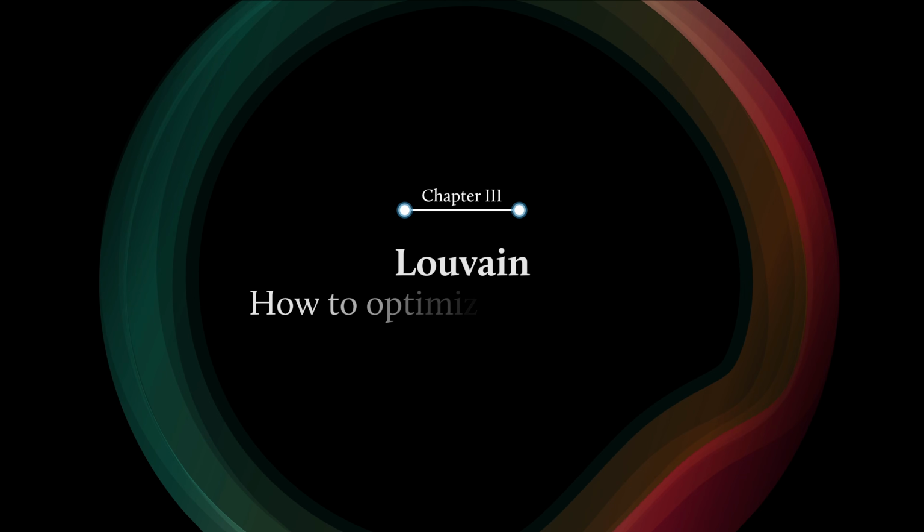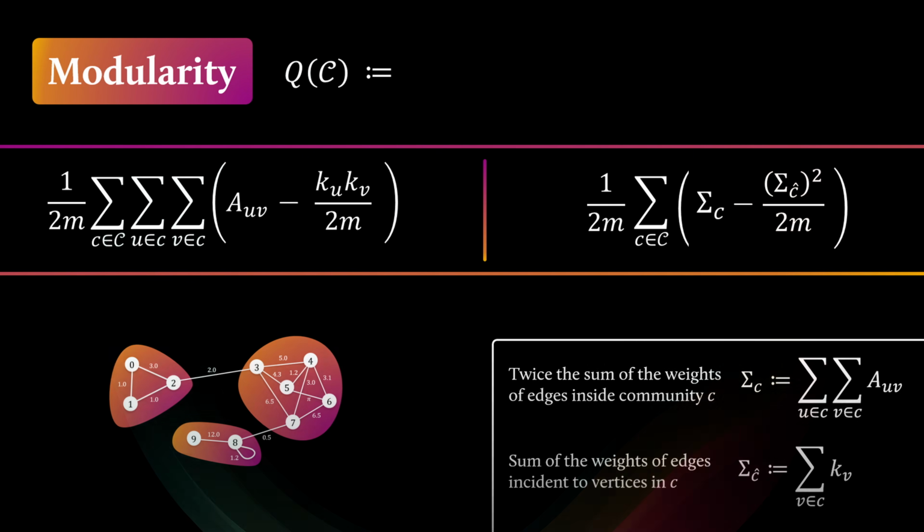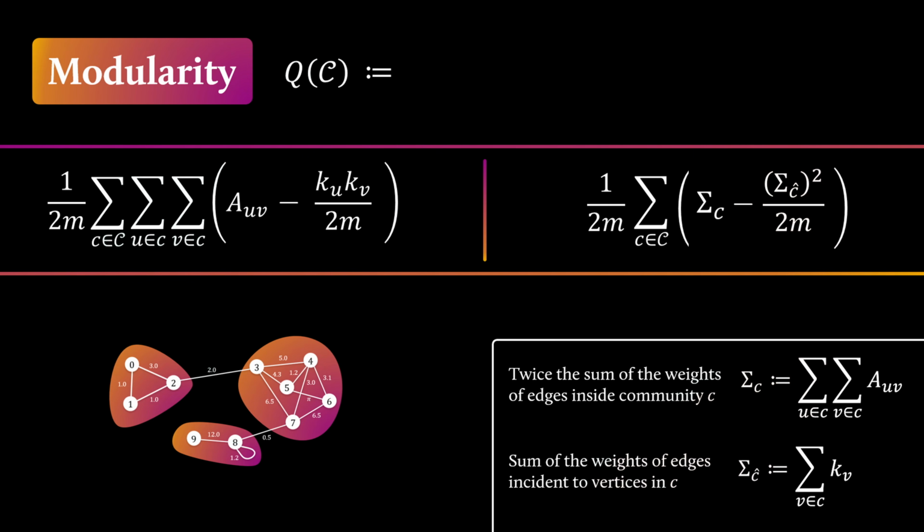Chapter 3, Louvain, how to optimize modularity. This is our current state of affairs. In the last chapter, we've derived the modularity formula, which allowed us to rank different graph partitions according to how good they detect the underlying communities in the network. Having available this metric means we've successfully turned the problem of community detection into a mathematical optimization problem. Find the graph partition C such that the modularity Q of C is maximized.